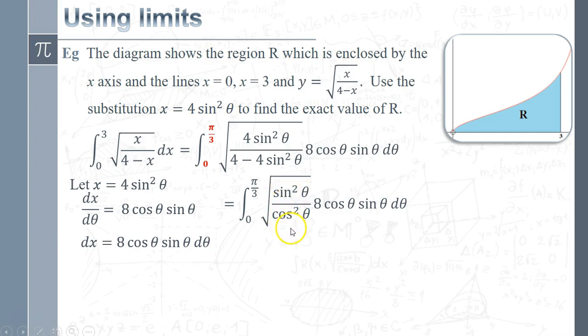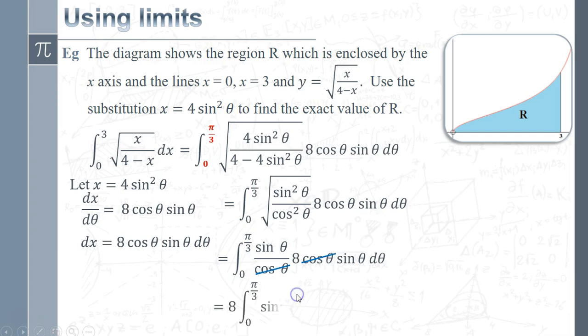No, it's not, because what's going to happen here is, let's do the square rooting of the squareds. So that leaves you with that. Now let's do some cancelling. And the whole thing ends up there. So we've got 8 times the integral between pi over 3 and 0 of sine squared theta. And that's something we can integrate.